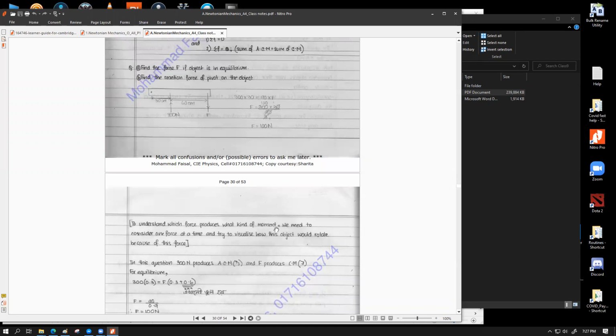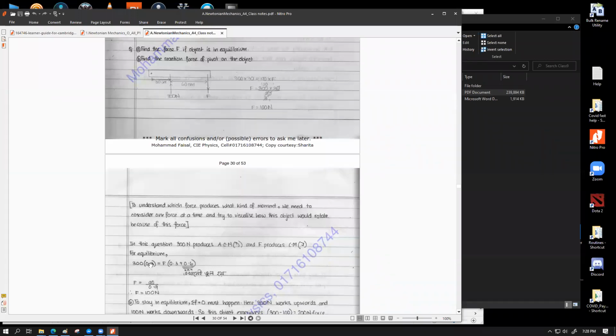To understand which force produces what kind of moment, we need to consider one force at a time and try to visualize how the object would rotate because of this force. Then comes the equation. 300 into 0.3, which is the anti-clockwise moment. 0.3, we have given 0.3 because we're converting the centimeter into meters. You can do this, or you can sometimes not do this if all the units of the lengths are equal, which is also okay. Equals to 0.3 plus 0.6.